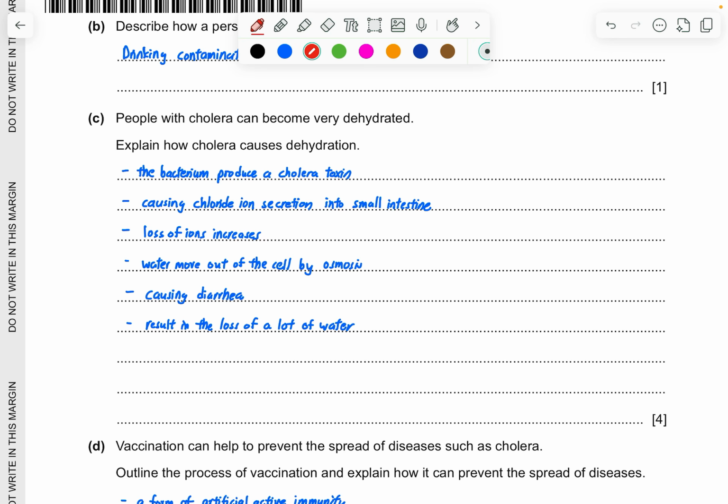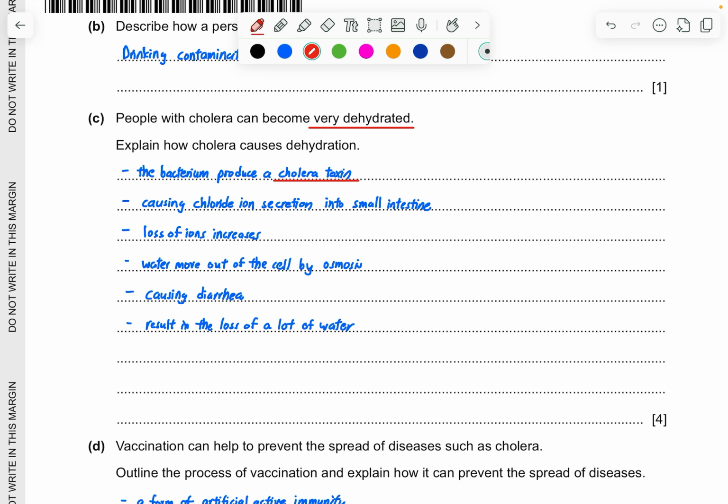So people with cholera can become very dehydrated. Explain how cholera causes dehydration. So remember, very dehydrated is due to the diarrhea, because diarrhea actually uses a lot of water. They're pushing all the water out with the feces together. That's why when someone is having diarrhea, you can see they are having what we know as watery poo. So explain how cholera actually causes dehydration. First, we need to talk about how the bacteria actually enters. First, they produce a cholera toxin, okay? Remember, most bacteria produce a toxin which can cause these sorts of symptoms that we can see.